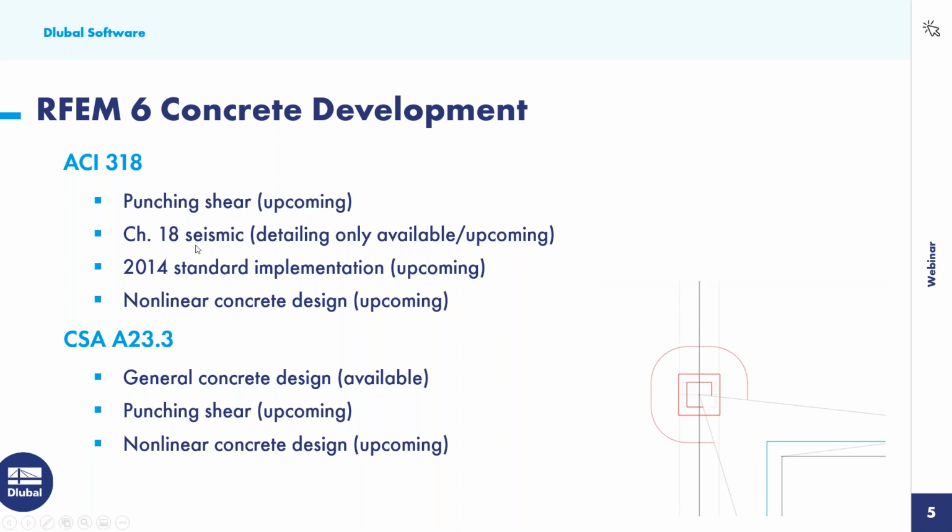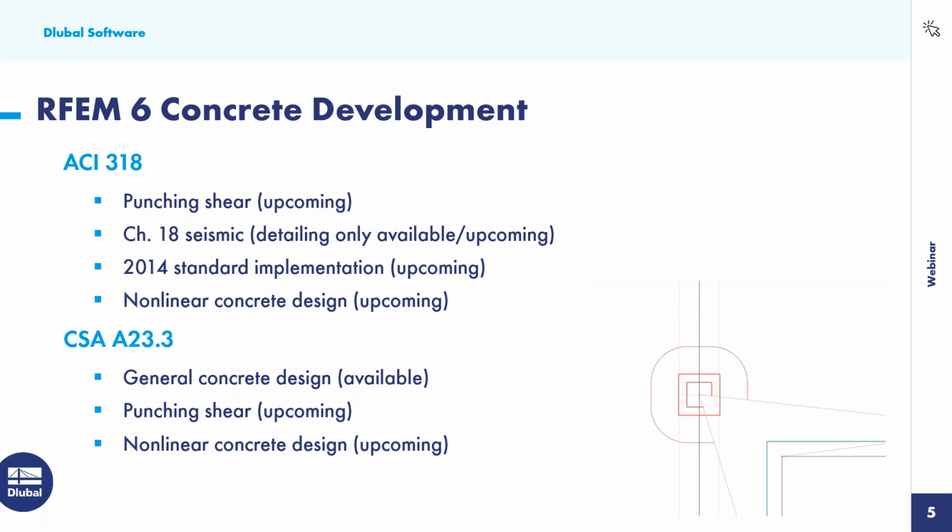Chapter 18 for seismic design. We currently have the reinforcement detailing available to us, but we're going to continue expanding on these topics, including information like strong column, weak beam. The 2014 standard should be implemented relatively soon as well.